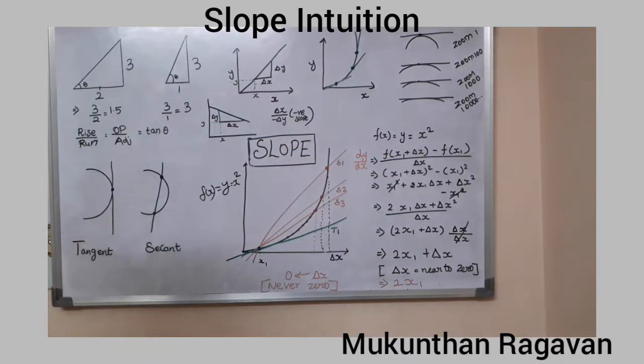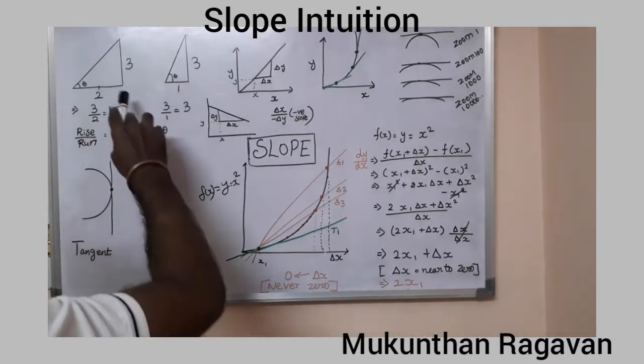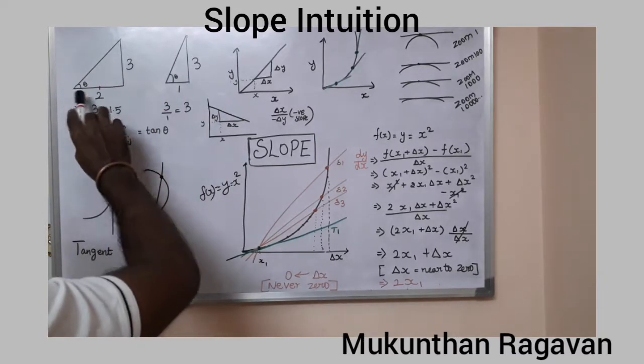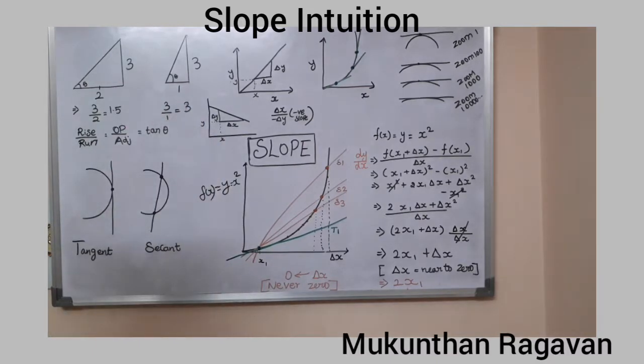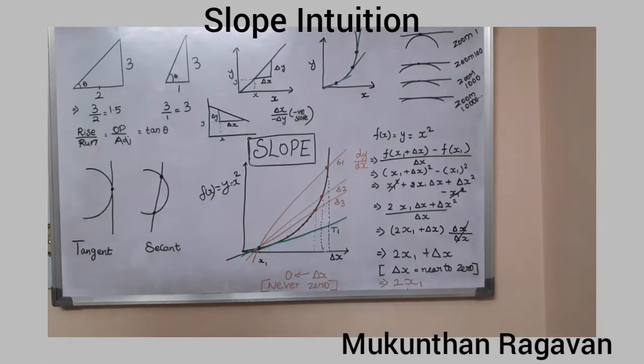Before starting slopes, we will consider two triangles here. Consider these two triangles as hills. Both hills have the same height of 3 units, and at the base one has 2 units and the other has 1. By looking at these two diagrams, you can easily identify which one is steeper, which one is very difficult to climb. This one is clearly steeper and very difficult to climb.